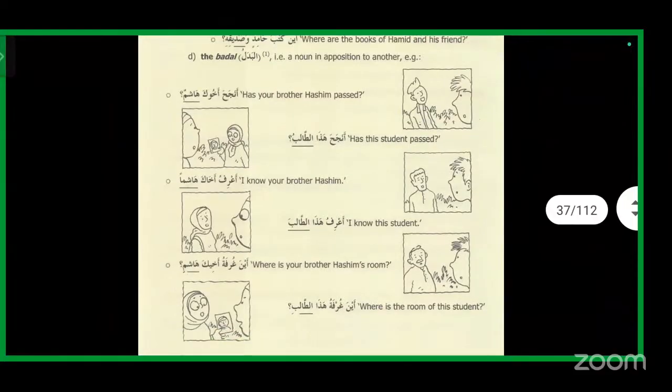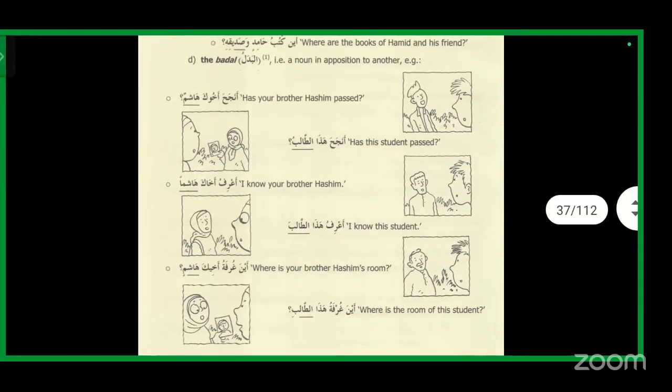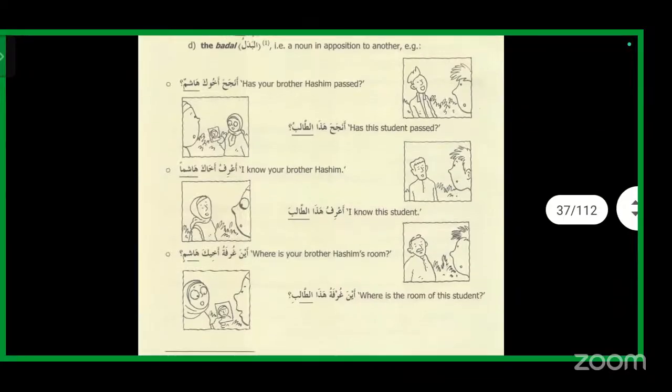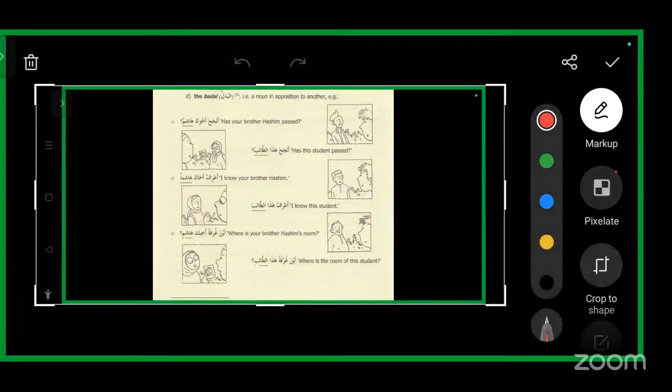The third one is Aina Gurfatu Akika Hashimin. Where is your brother Hashim's room? Aina Gurfatu has a talibi. Where is the room of this student?